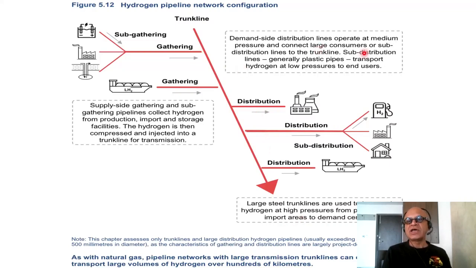Demand side distribution lines operate at medium pressure and connect large consumers or sub-distribution lines to the trunk line. Main message: as with natural gas, pipeline networks with large transmission trunk lines can efficiently transport large volumes of hydrogen over hundreds of kilometers. So this has to work out in terms of where it will be produced.